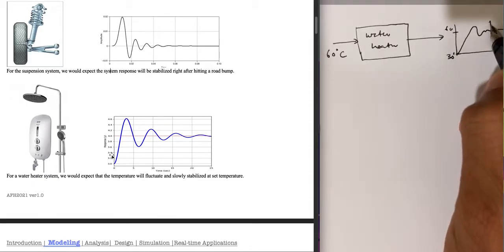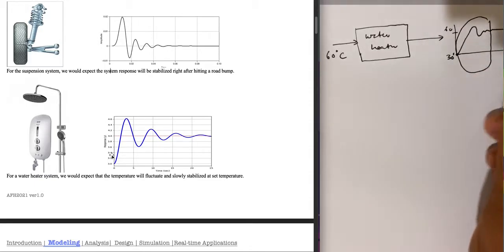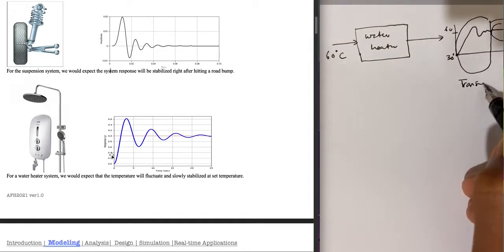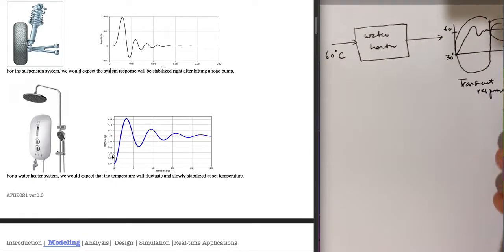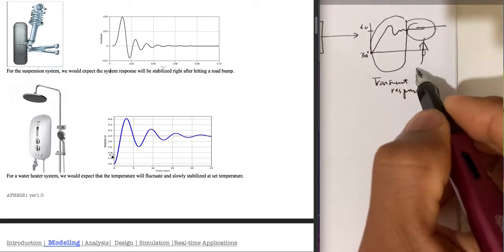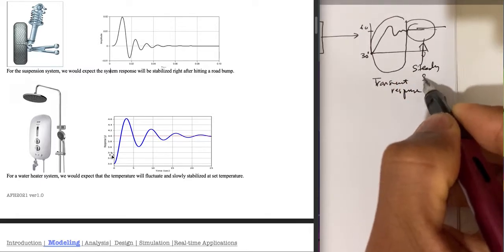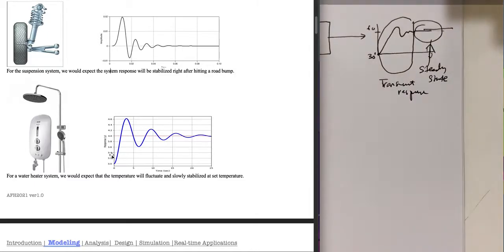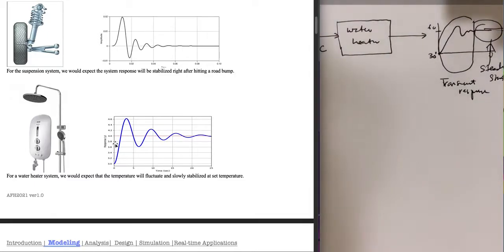So this is what we call transient response. This we call steady state response. Okay, transient response. This is steady state. This part here is steady state. Steady state response. That's what we need to see.